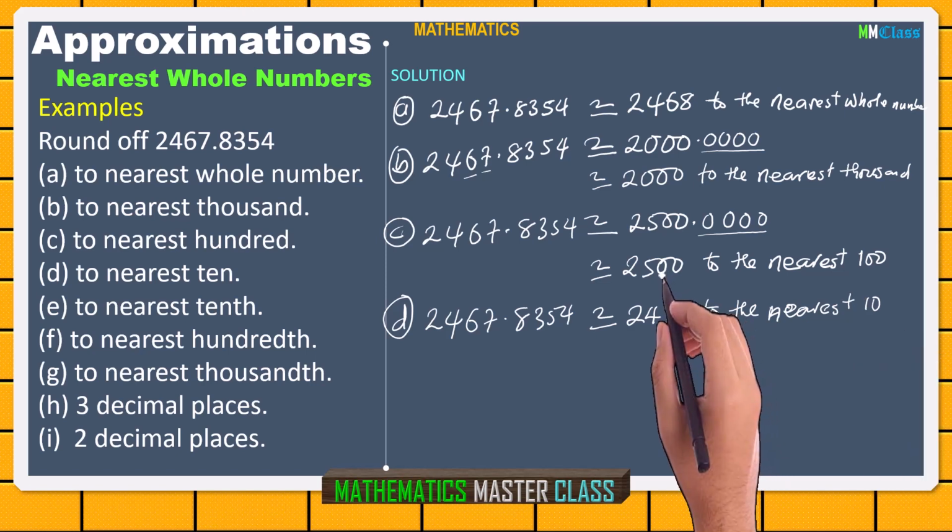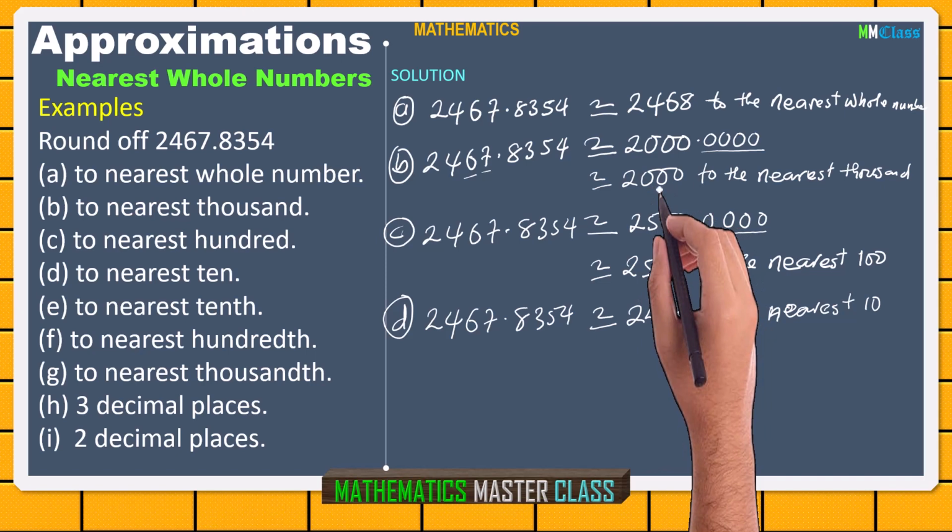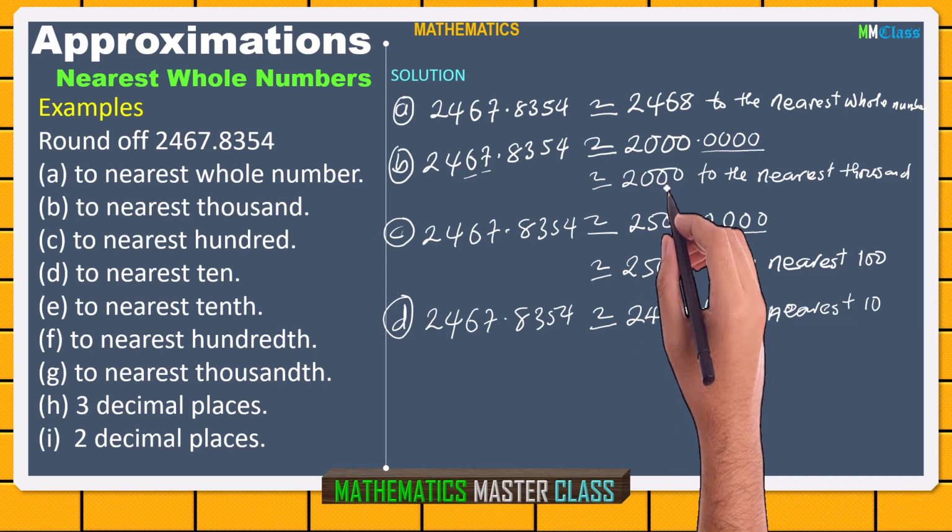To the nearest 100, you have 2 zeros. To the nearest 1000, you have 3 zeros. So take note of that.